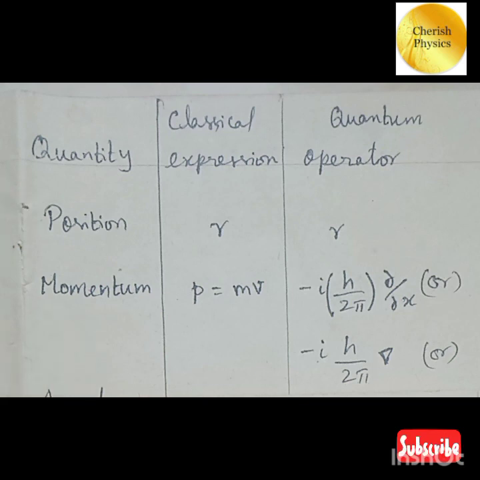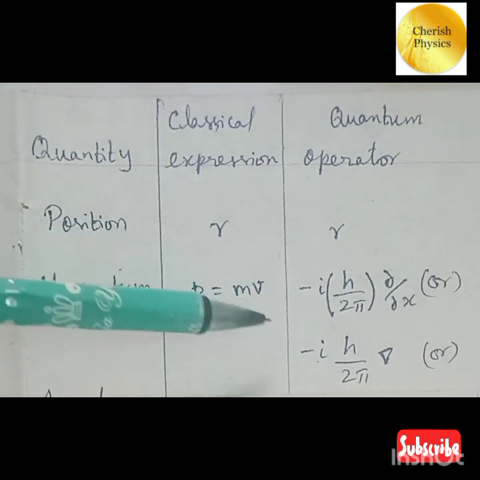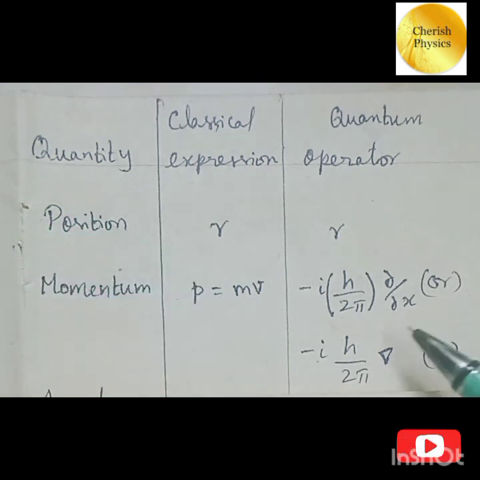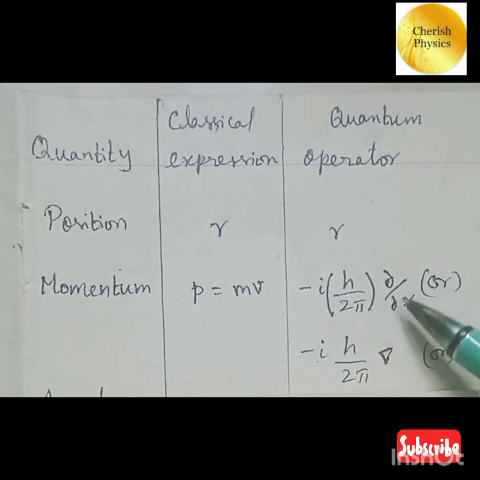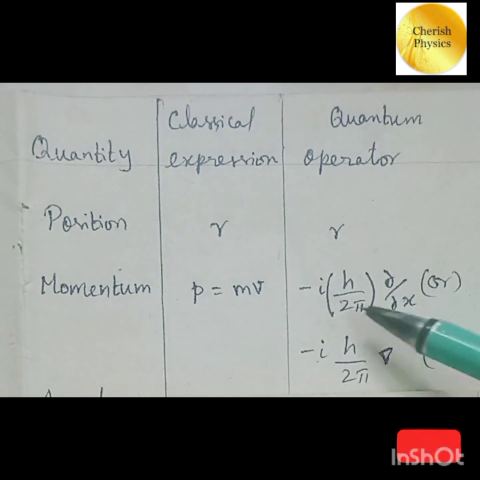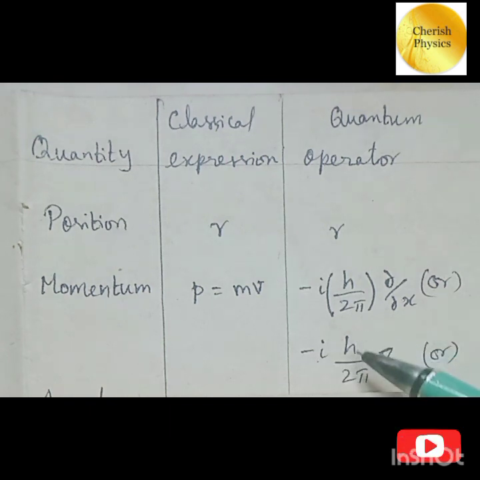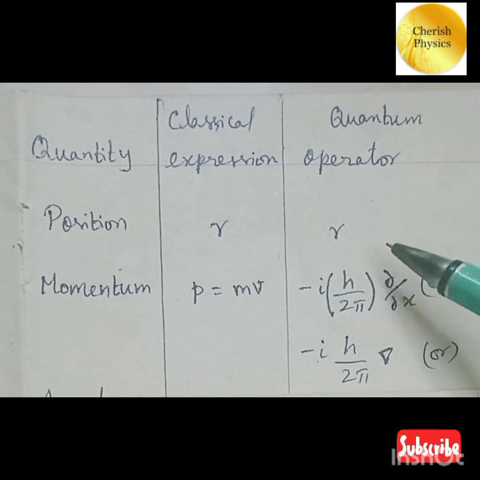Next, let us see the momentum quantity. Momentum is denoted by the letter P, and we know the formula P is equal to mv. The quantum operator for momentum is minus i h by 2 pi dou by dou x. Here we have taken the x component of the linear momentum of a particle. This is the quantum mechanical operator for momentum, and in the vector form we can write minus i h by 2 pi del. The symbol del implies dou by dou x.